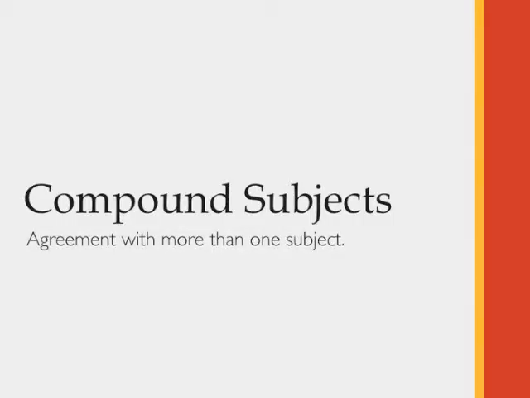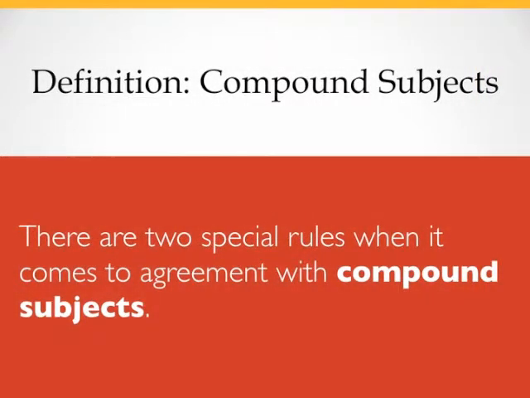In some cases, your sentence might include more than one subject, or a compound subject. How do you determine whether to use a singular or a plural verb when you have more than one subject? When a sentence has more than one subject, that subject is known as a compound subject.